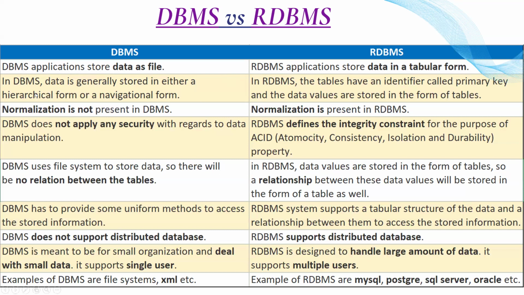It is a hierarchical or navigational level DBMS, but in RDBMS it is in the form of primary key and foreign key, where you have the integrity constraints, business integrity constraints. You make the relationship using primary key and foreign key. And in the RDBMS, normalization is supported.